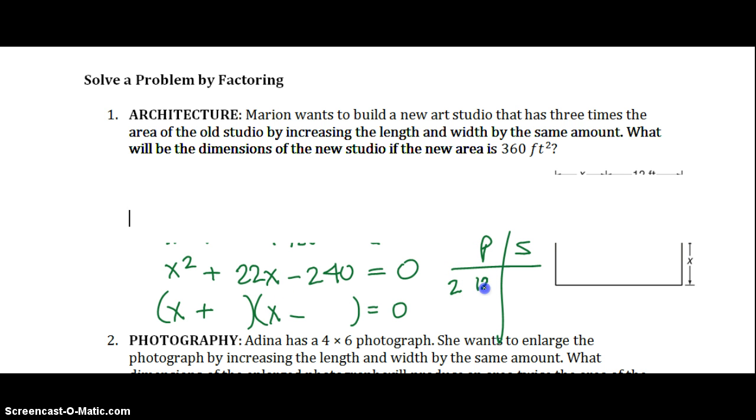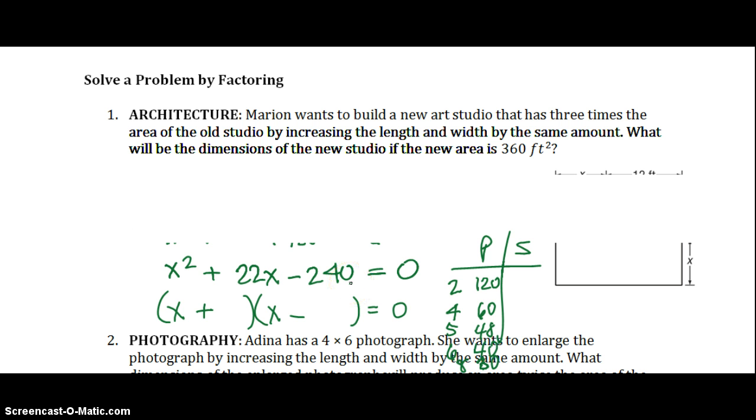Well, 2 and 120 do not work. 4 and 60 do not subtract to give us 22. 5 and 48 do not work to give us 22. I'm going to keep listing my possible multiples. 6 and 40 do not subtract to give us 22. And finally, 8 and 30 will work. 8 times 30 is 240.